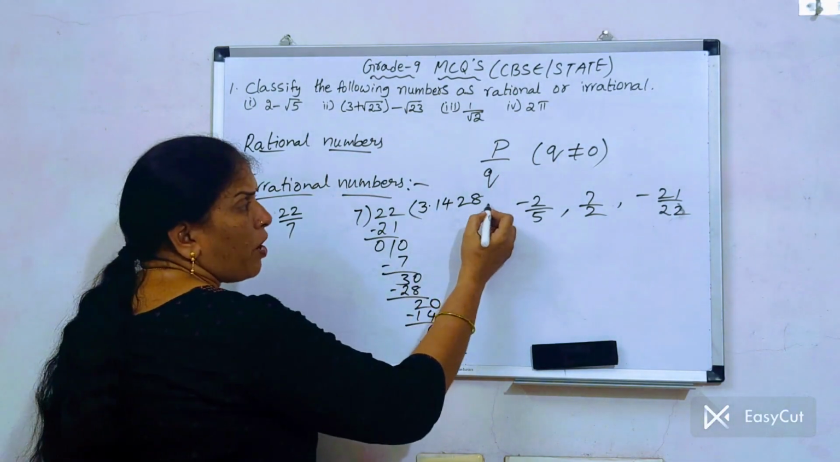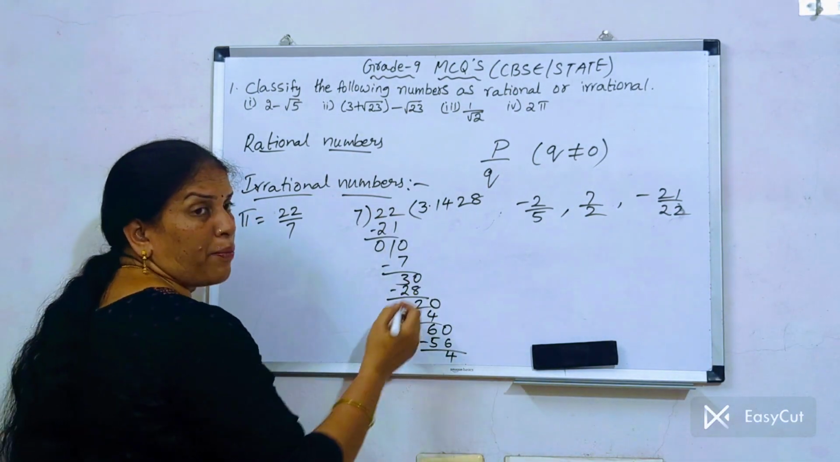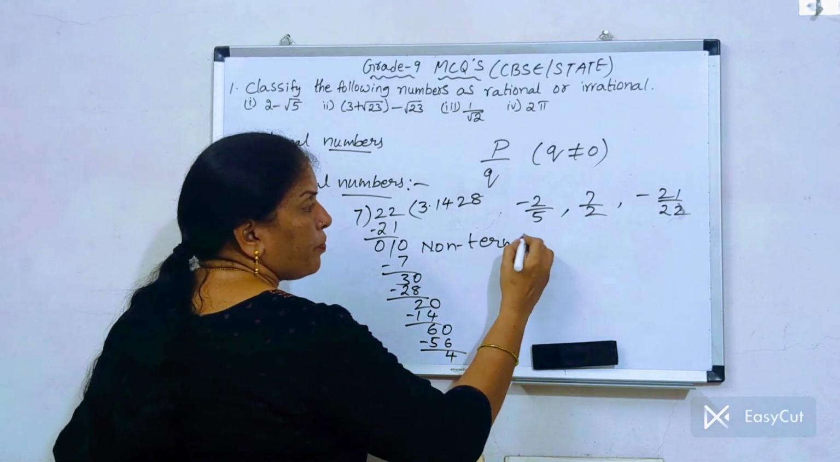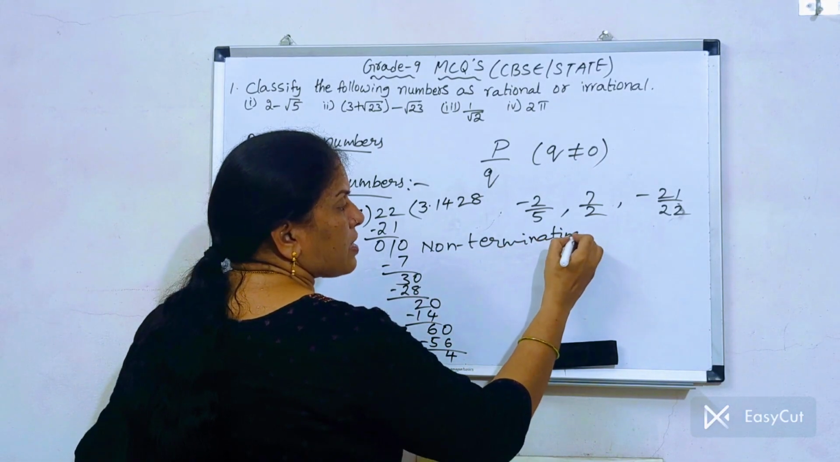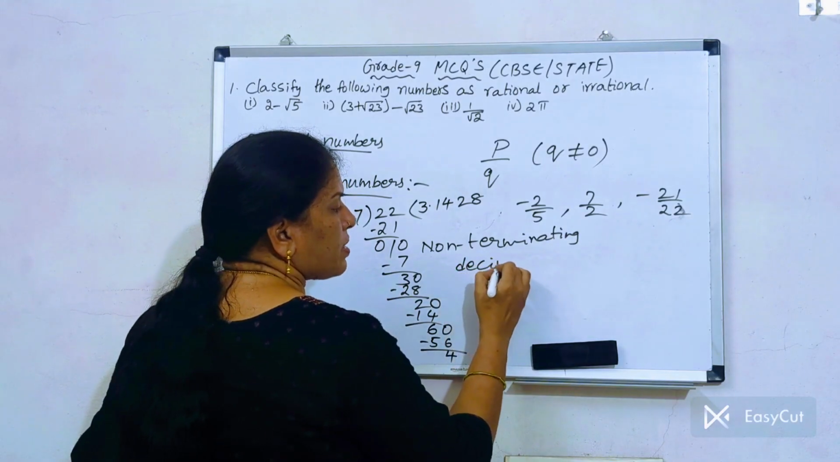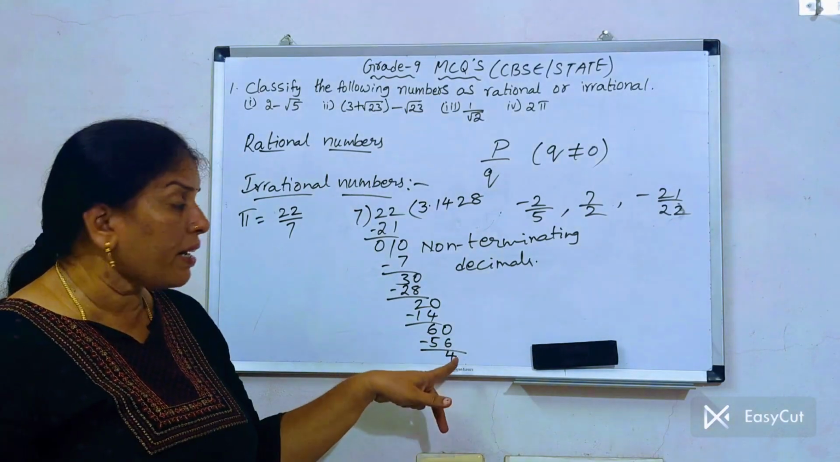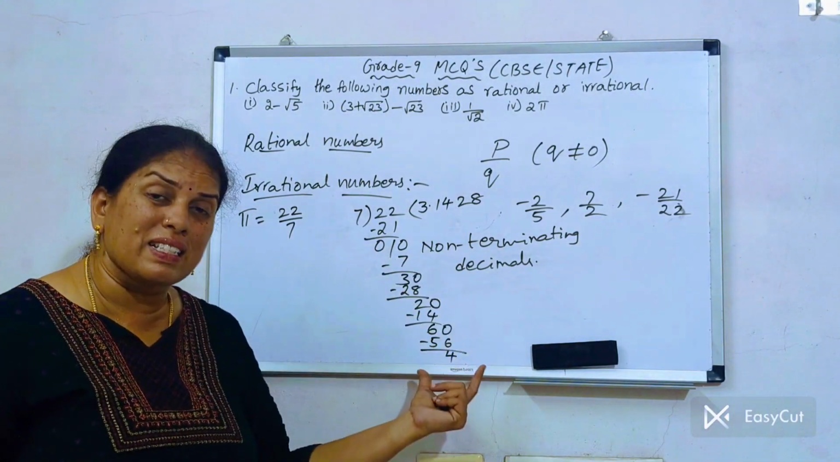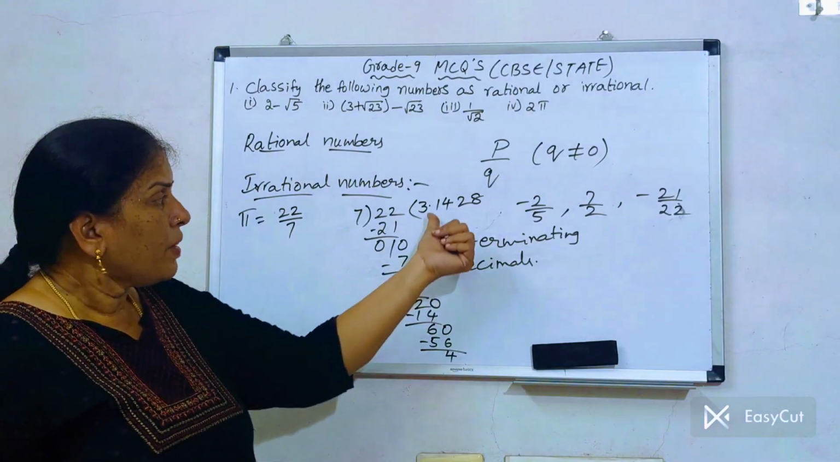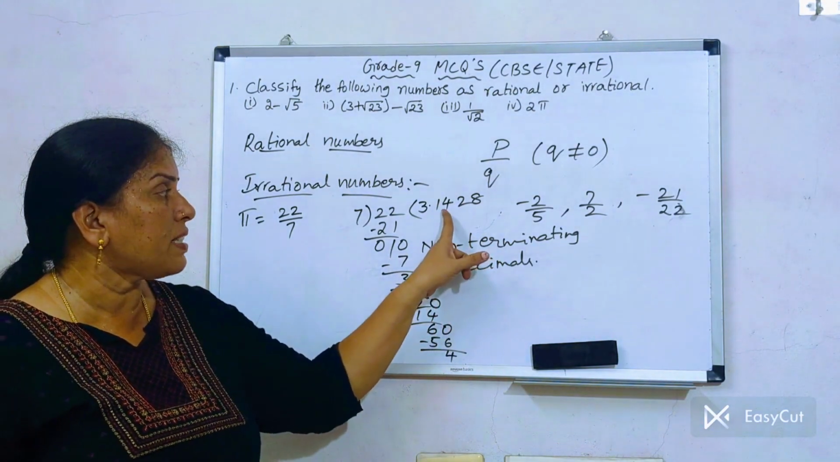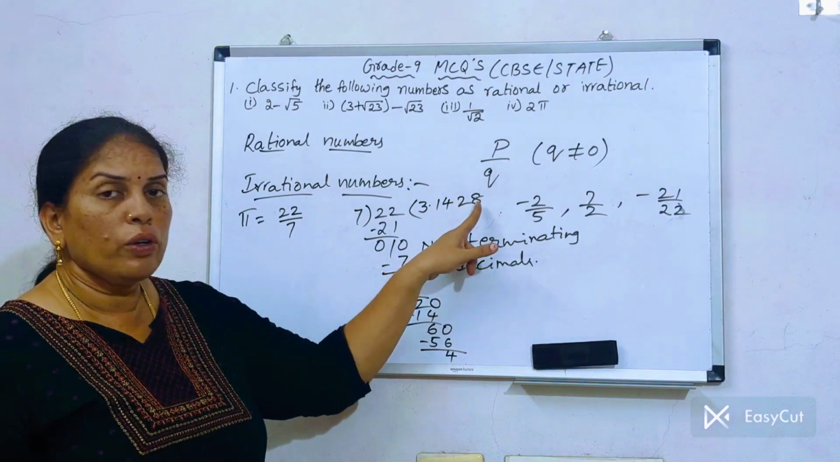So these types of decimals are called non-terminating decimals. What type of decimals? These are all non-terminating decimals. Non-terminating decimals means those which do not end at any point, and in the quotient place different digits are coming. Here 1 came, 4, 2, 8.